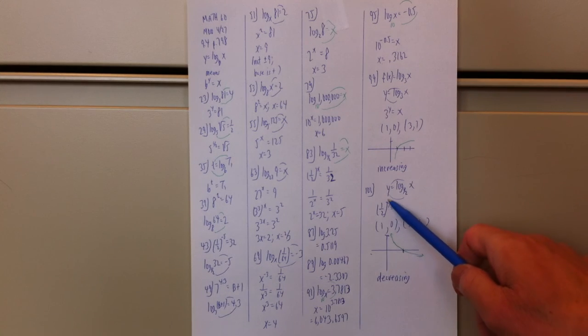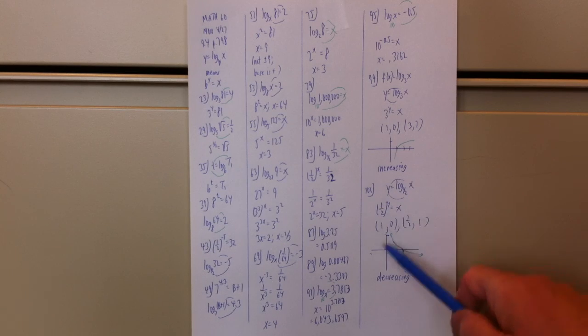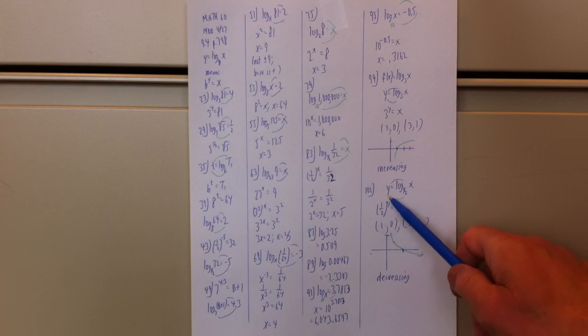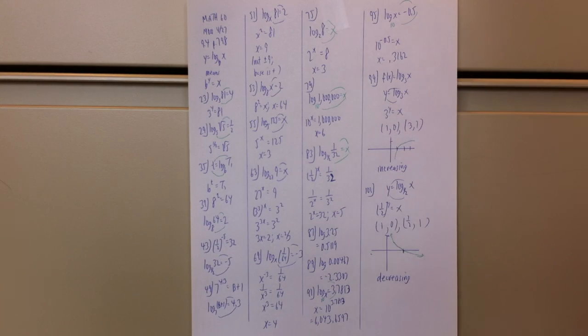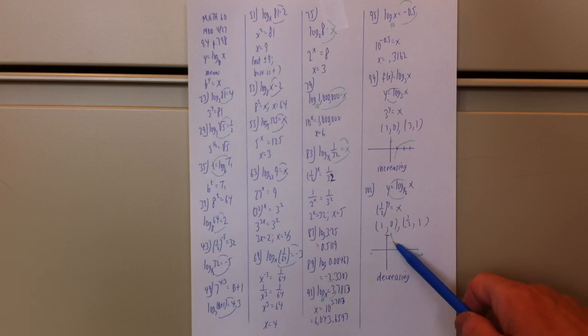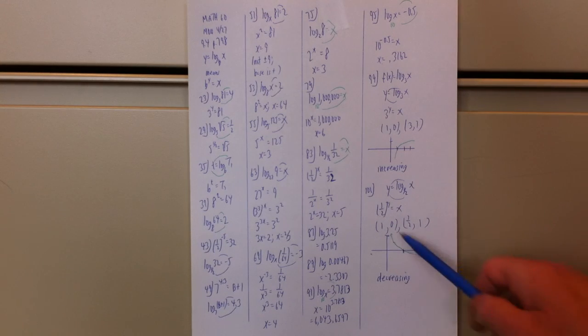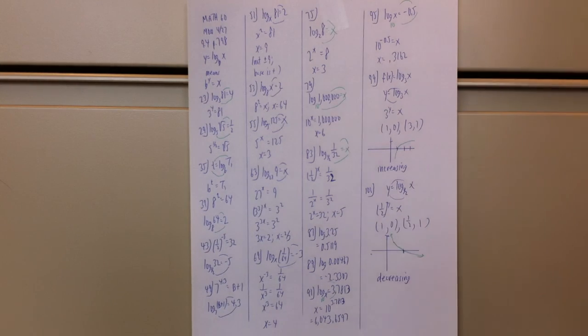So I plug in y is 0. Well, we know anything to the 0 is 1, so x is 1. And if I plug in y is 1, 1/2 to the 1 is 1/2. So I have (1, 0) and (1/2, 1). Here's (1, 0), (1/2, 1), it is something like that. So if we were to plot more points, it looks like this, and this is what's considered a decreasing graph.